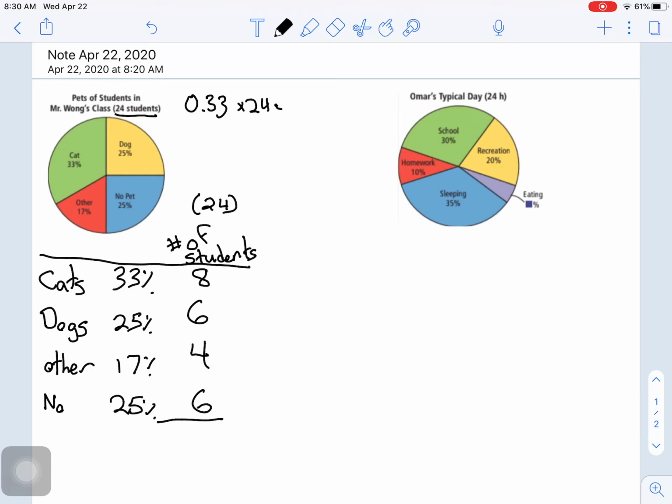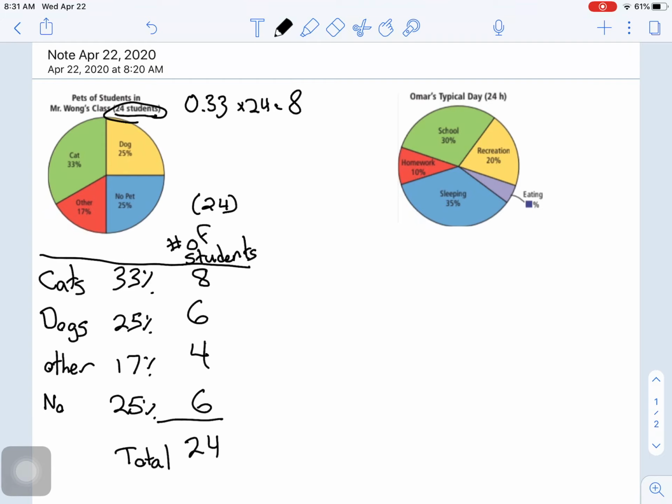Now we could check to see if we have got these right by saying 8 plus 6 plus 4 plus 6 should equal 24. And sure enough, it does. So this is equal to 24 total. So therefore, from the percentages and from the amount of students, we could use a little formula where we find percent of a number, percent of 24, to give us the number of students in that class.